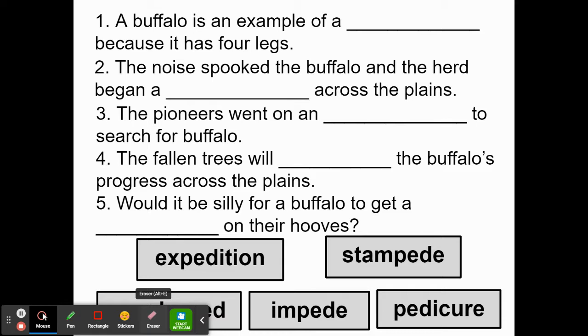Number 4, the fallen trees will blank the buffalo's progress across the plains. So something that's going to get in the way of their ability to travel. And then number 5, would it be silly for a buffalo to get a blank on their hooves? So something where they would be taking care of their feet. I want you to complete that fill in the blank activity, and that's all you have to do for Word Study today. I hope I see some great 5 out of 5s on this fill in the blank.